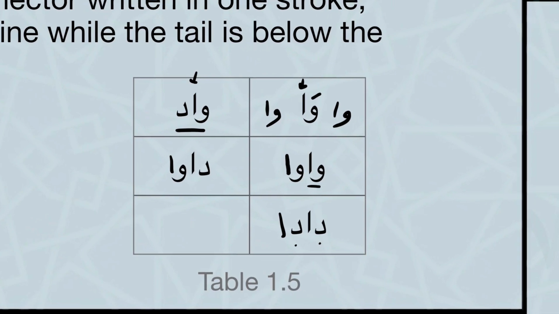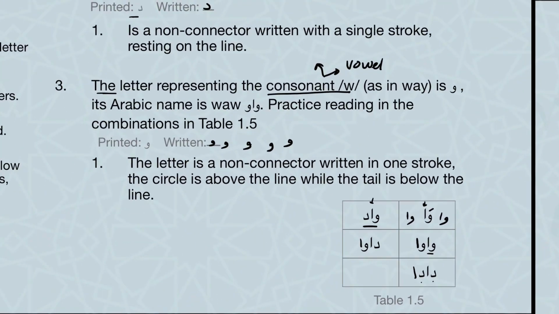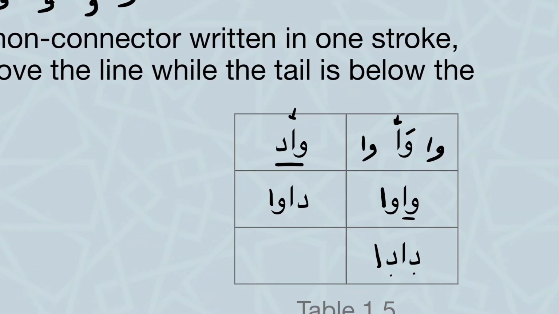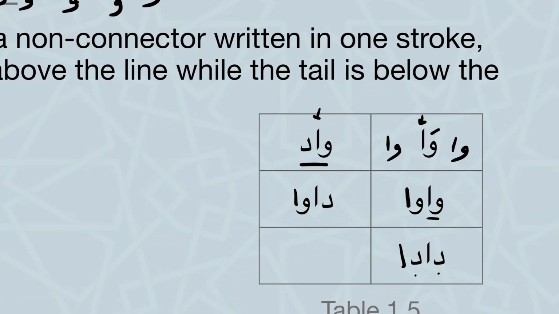Okay, so a question might pop in your head: how would I pronounce all these if it was short voweled, as in there's no alif? Let's write this. Remember how we said it's wa, wa? This is wa. This one without alif would be wad, wad, instead of wad, wad.